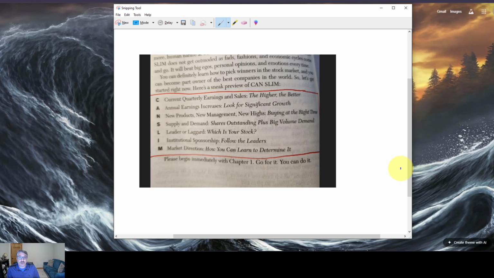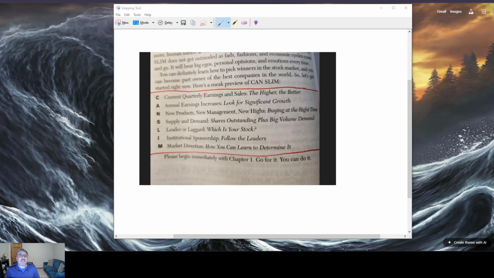So C stands for current quarterly earnings and sales. The two main metrics are earnings, which is essentially the income that a company makes, and sales, the amount of sales growth that a company has. If we really simplify it, sales are the amount of money that the company makes, and the earnings are the amount of money that a company makes minus expenses. And basically, we want to see quarterly earnings and sales growth.